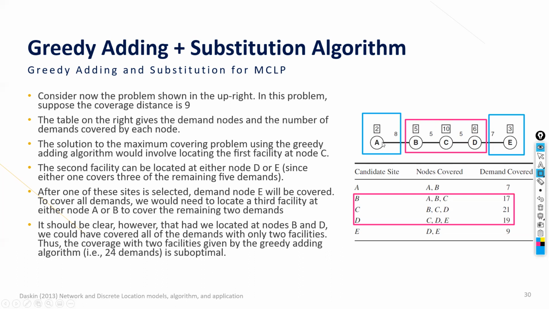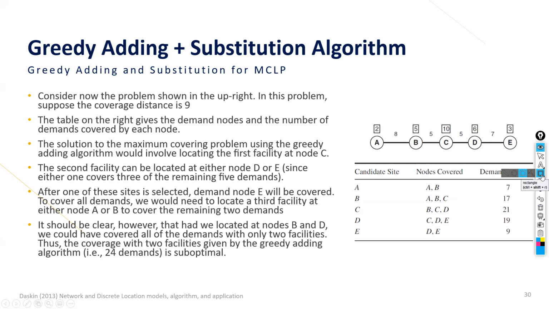But actually, if you are more strategic, you can select B, and then select D. You only need 2 facilities to cover all those demands, instead of 3 using the greedy algorithm. That's why this greedy algorithm is not perfect. It is even far from good. So you need another approach to improve it.